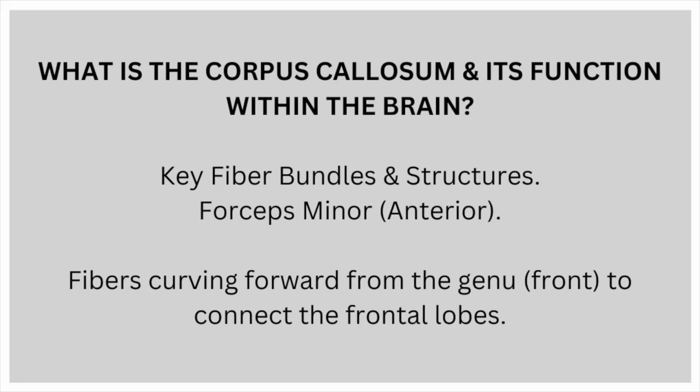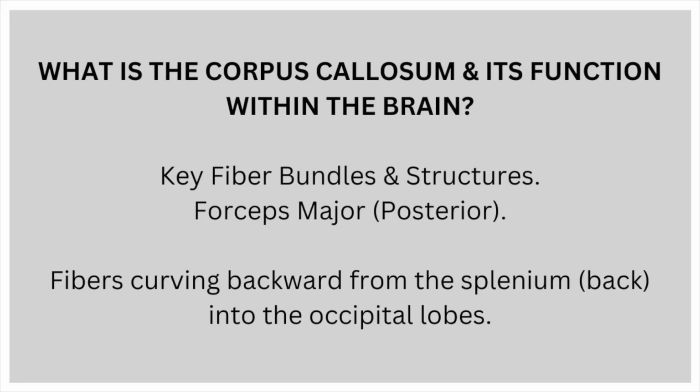Key fibre bundles and structures. We'll start with forceps minor. Fibres curving forward from the genu to connect the frontal lobes. Forceps minor, this will be in an anterior position at the front. Forceps major, this being in a posterior position at the back. Fibres curving backwards from the splenium into the occipital lobes.